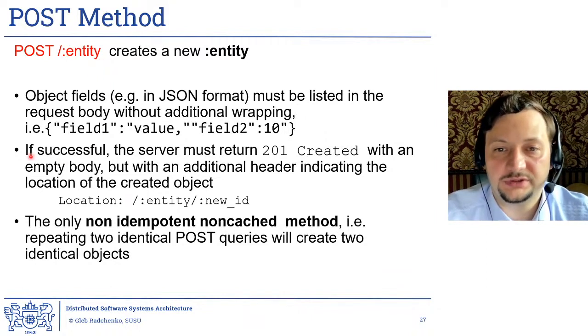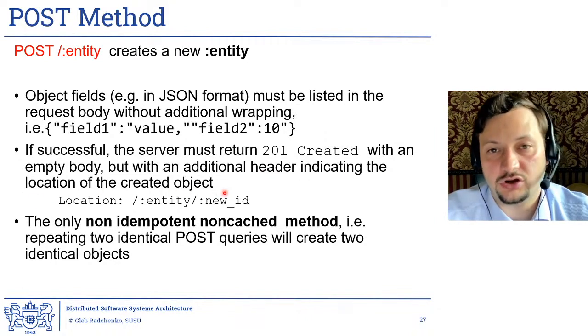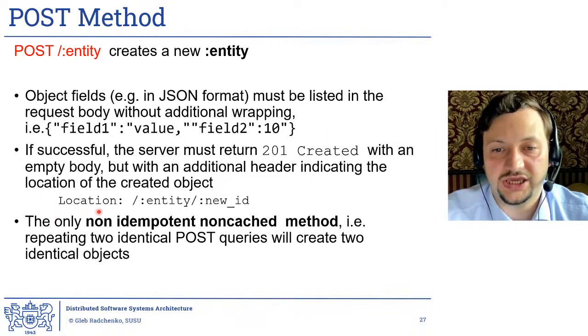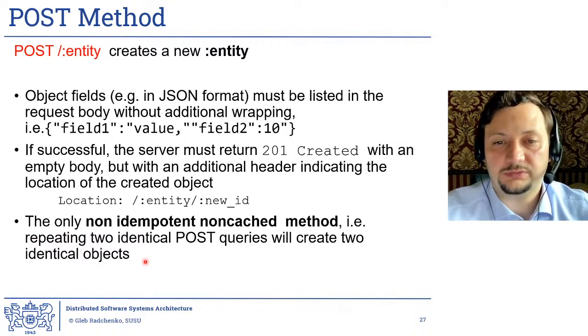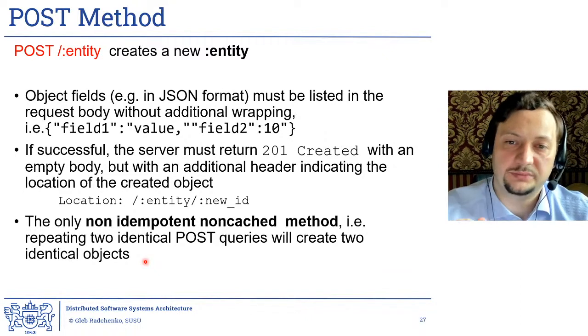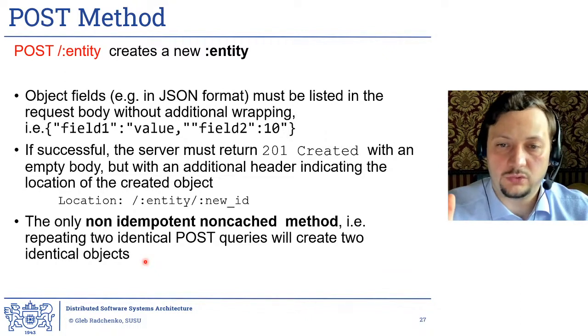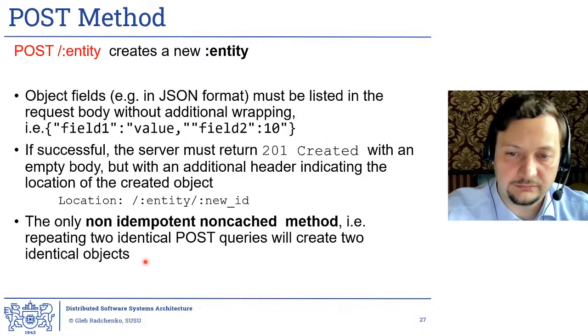The successful implementation of the POST method would return a 201 Created response with an empty body, but with an additional header indicating the location of the created object. For example, here we can see location, entity, new ID. And one more time, if the client calls the POST method several times with the same parameters, then the server would create several identical objects in the class entity.